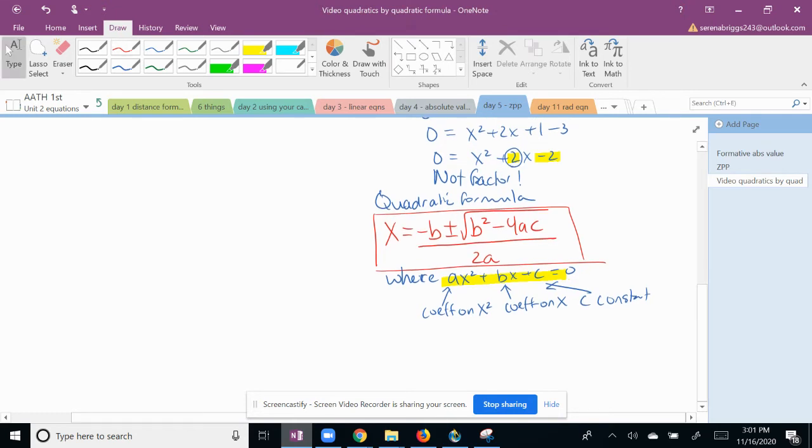So for our problem, I'm going to write down in black here, A is 1. The coefficient on x squared, look up here, it's 1. You don't see it, but it's 1. B is 2, and C is negative 2. It absolutely matters that you include the sign. It's a negative 2. Signs matter.